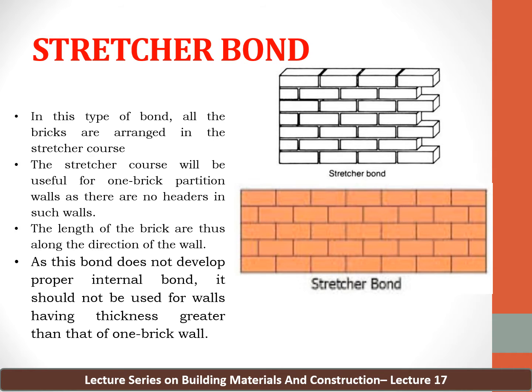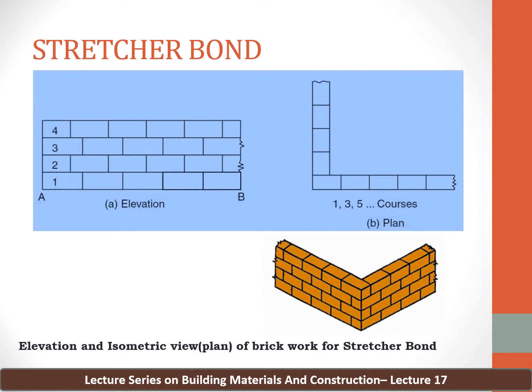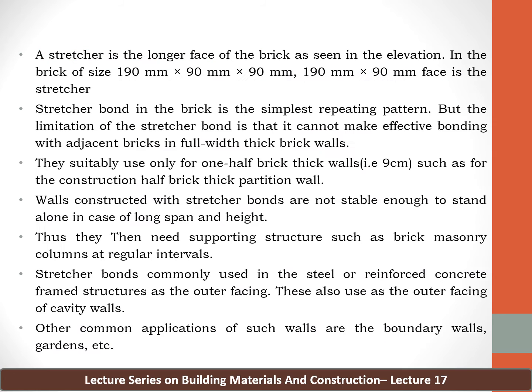So you can see in the figure how the bricks are laid in stretcher bond. So this is the elevation and plan of the stretcher bond. In the elevation you can see the first course, second course, and third course up to the fourth course. And in the isometric view, how the bricks are laid for the stretcher bond. So here, as I told, the longer face of the brick is seen in the elevation.